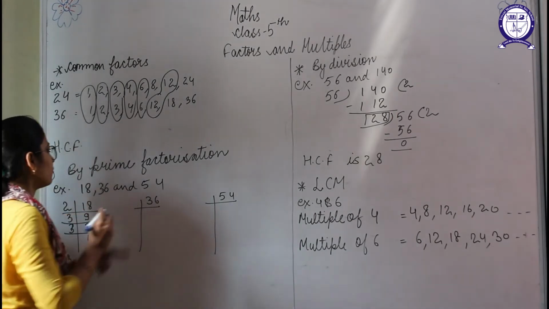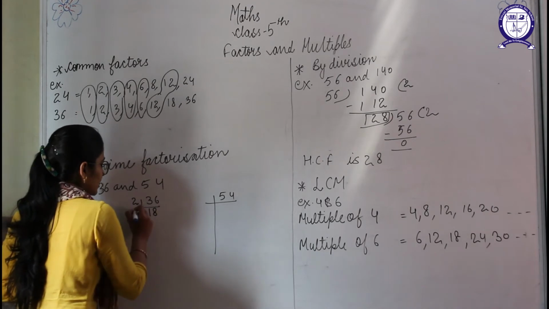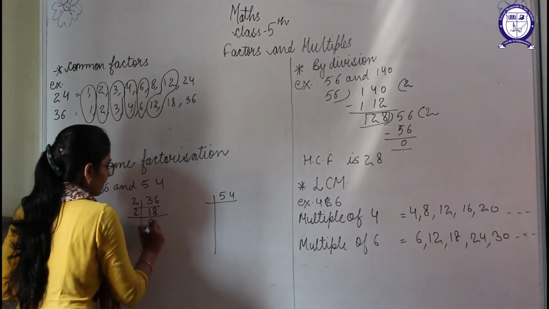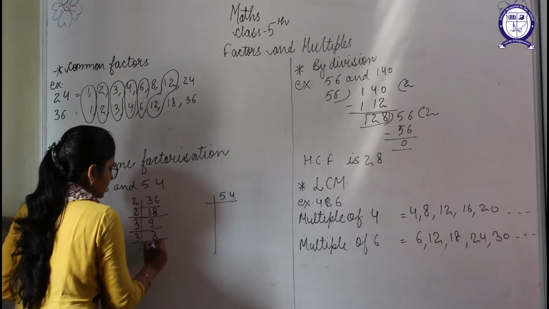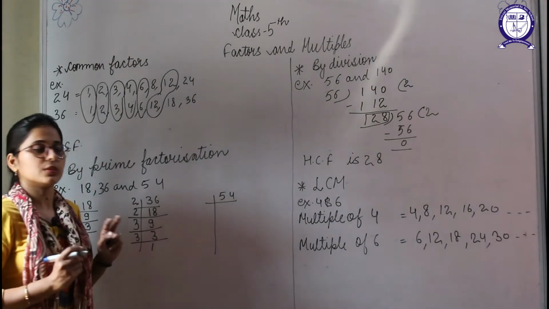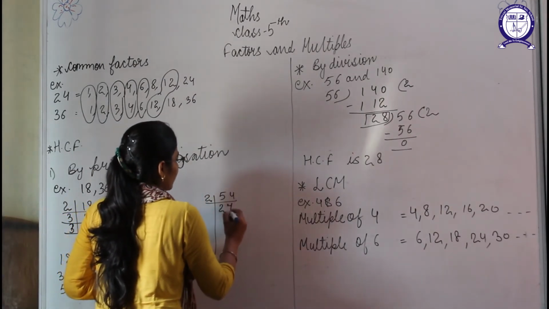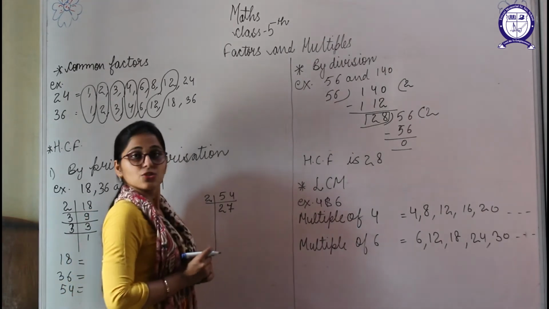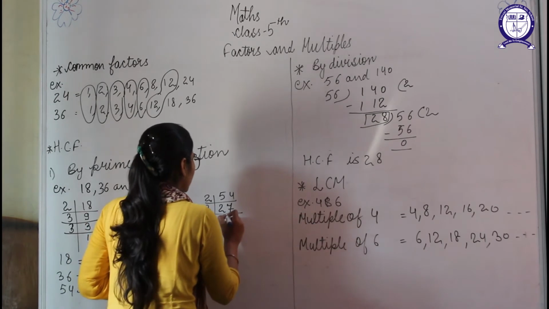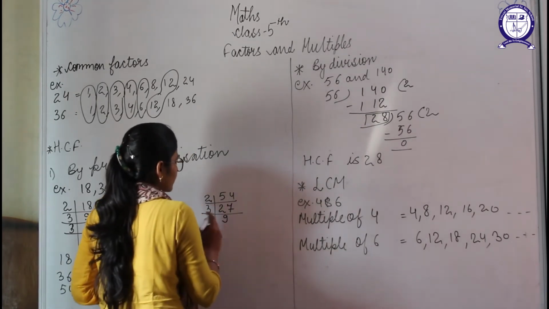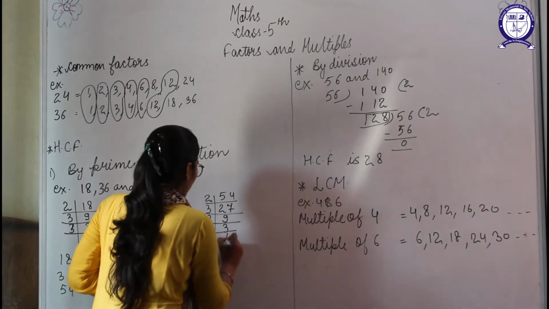So 1. Now for 36, we will divide first by 2. It will give us 18. Then we will divide 18 by 2 again. It will give us 9. Then 9 will be divisible by 3. It will give us 3, and 3 ones are 3. Now for 54, students, we will divide by 2 and it will give us 27. 27 is not divisible by 2, so we will divide it by 3. In the table of 3, 27 comes at the 9th place. So we will divide 9 by 3, then 3 by 3, 1.